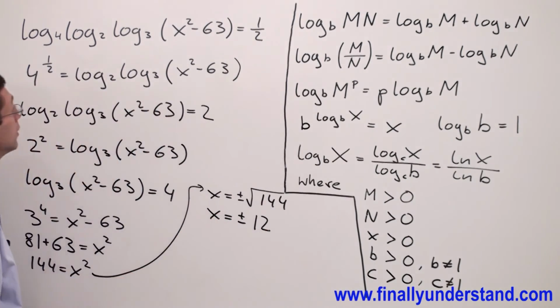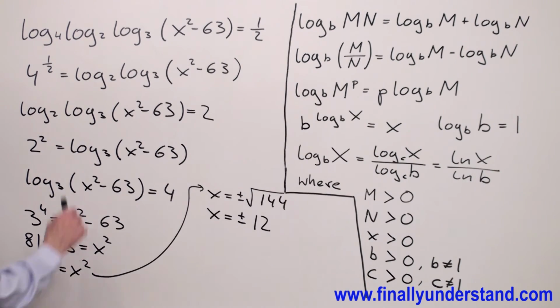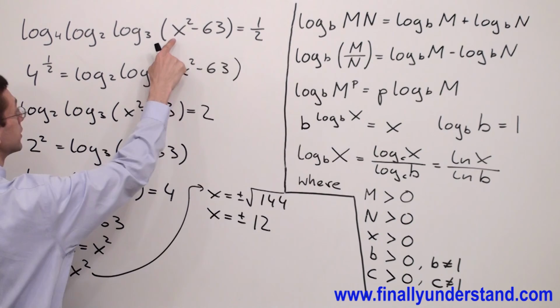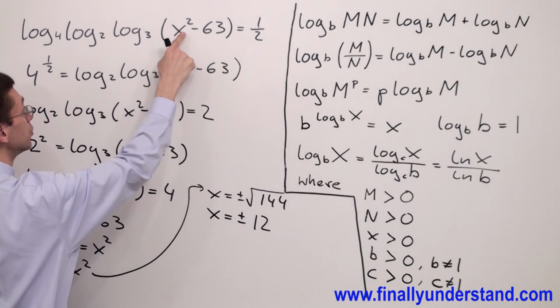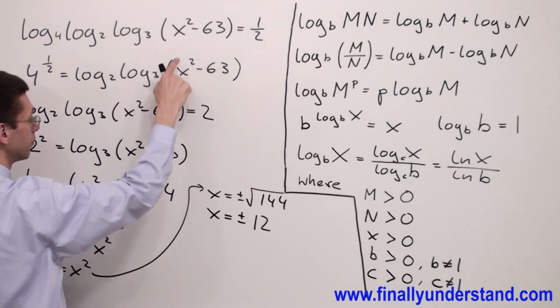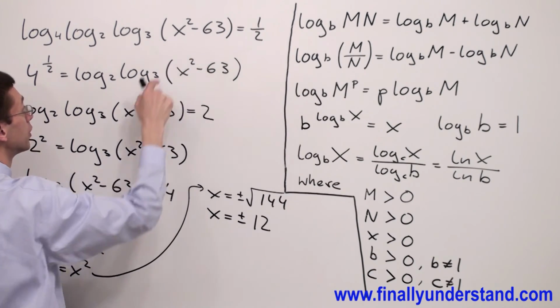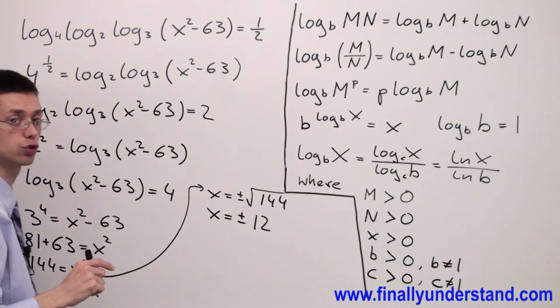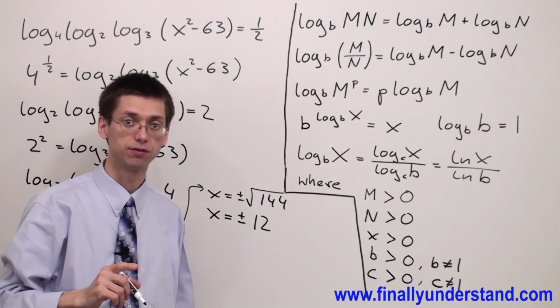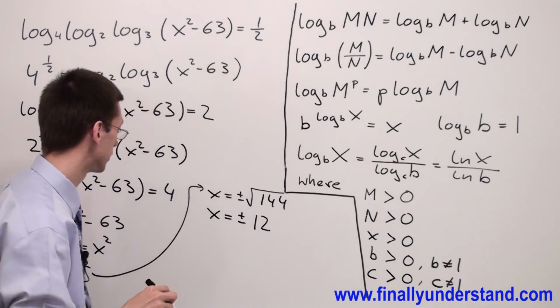Let's take a look at this problem and check which answer is going to be correct. If I'm going to have positive 12 raised to the second power, I'm going to have 144 minus 63. 144 minus 63 is going to give me a positive number.